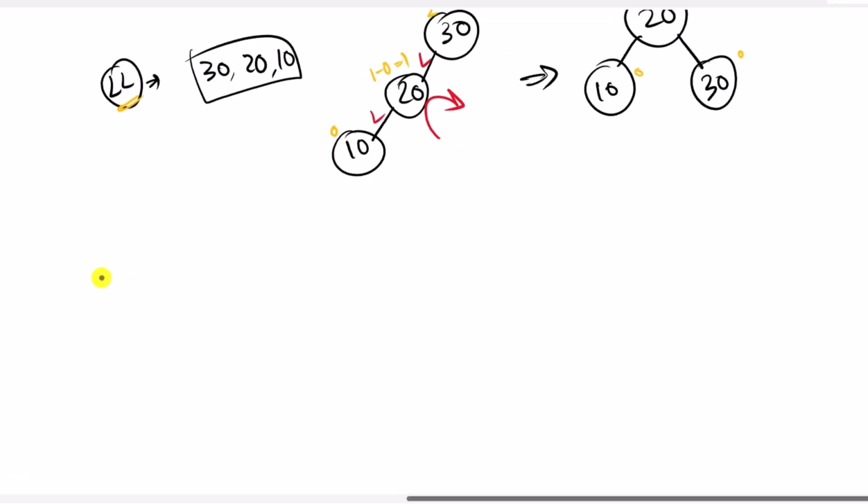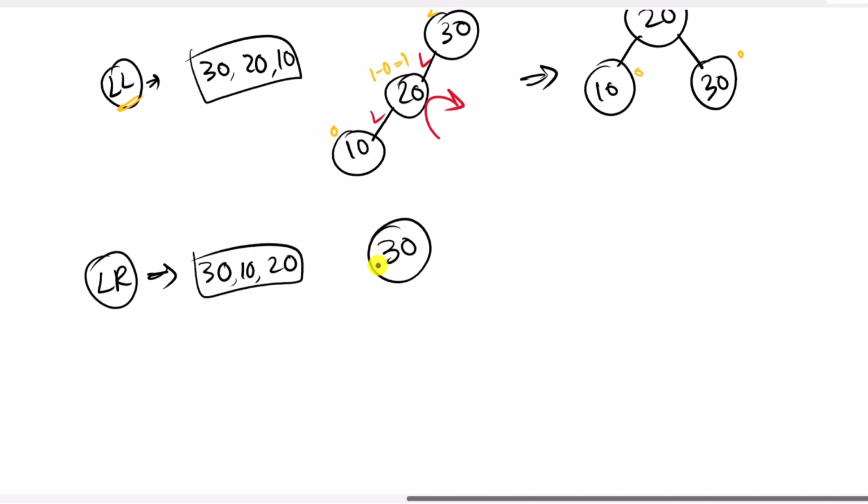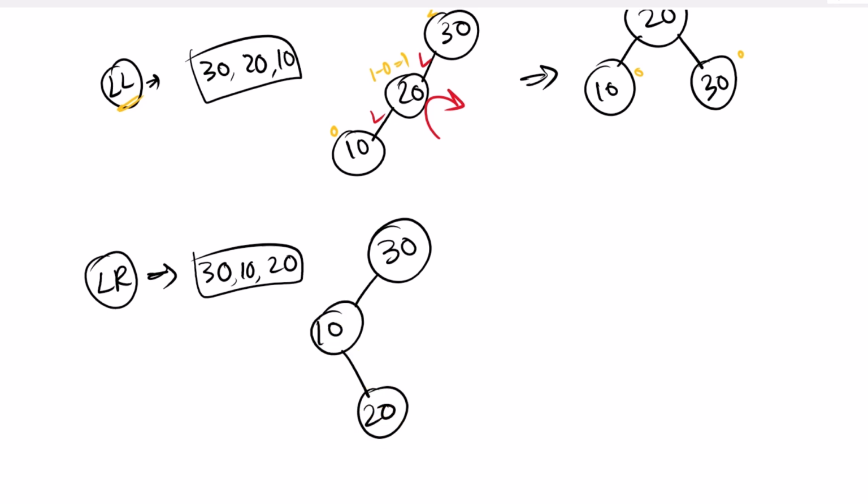So let's now talk about the left right rotation. So suppose we have the values like 30, 10 and 20. So that means 30 will be the root node, then on the left side we're going to have 10, and then on the right side we're going to have 20. So if we check balance factor of each of these nodes, node 20 has the balance factor of 0, node 10 has the balance factor of 0 minus 1, which is negative 1, so that means it is also balanced. Node 30 has the balance factor of 2 minus 0, which is 2, so that means node 30 is not balanced. So here we have the left right unbalancing.